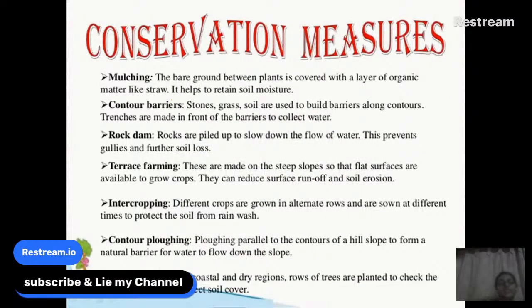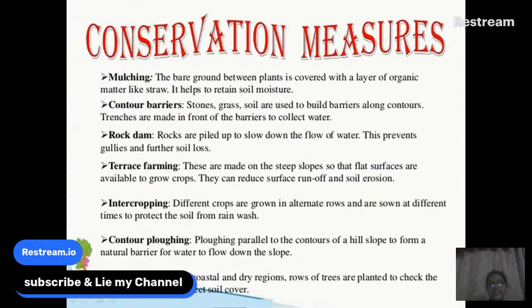Contour barriers, what are those? They are made of stones, grasses, and soil, and are used to build barriers along contours, and trenches are made in front of the barriers to collect water. Now, what are rock dams? Rock dams are rocks piled up together to slow down the flow of water, which also prevents gullies and further loss.